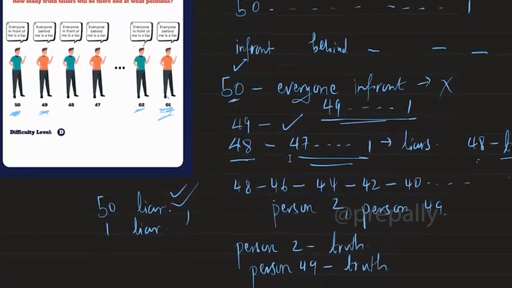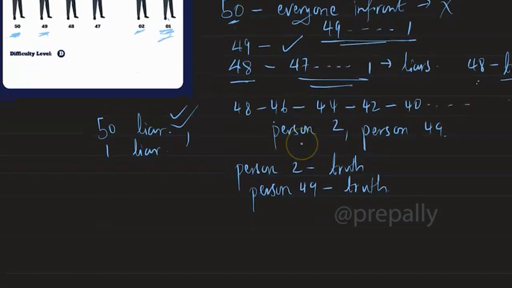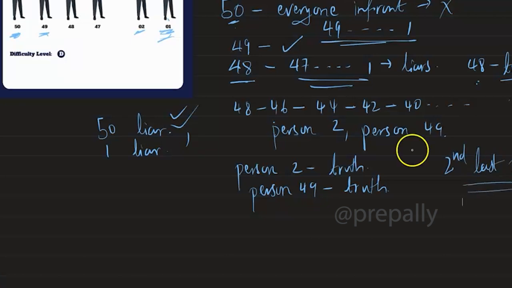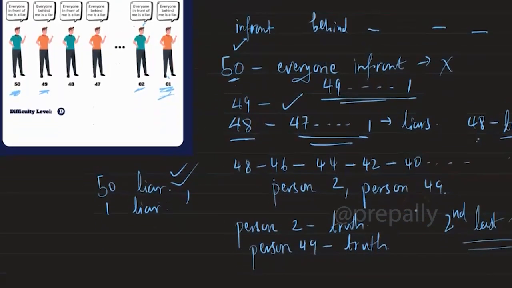And everyone else, if you check their statements, they will cancel out. You'll always find a contradiction all the way, and only the second last person from both ends will be telling the truth. This kind of logic is very common in Olympiads, and it's also a very good example of extrapolation.